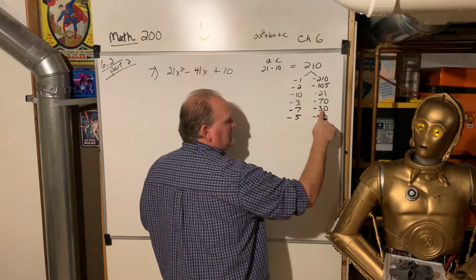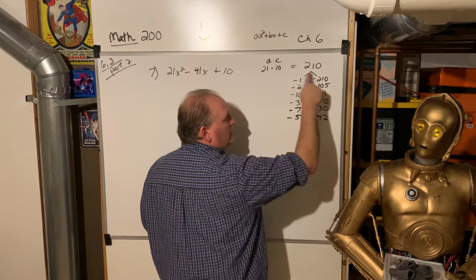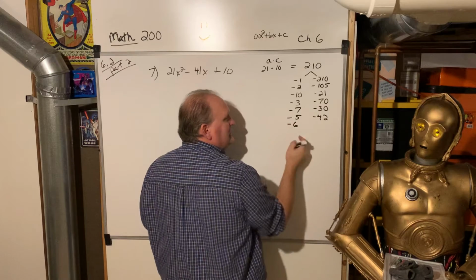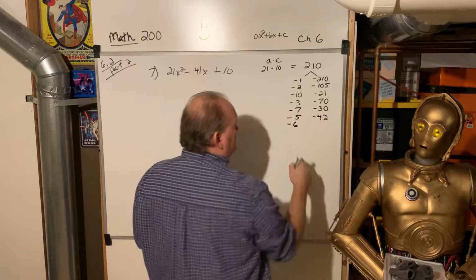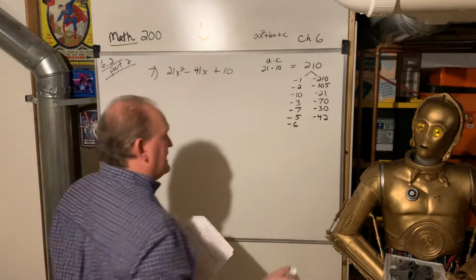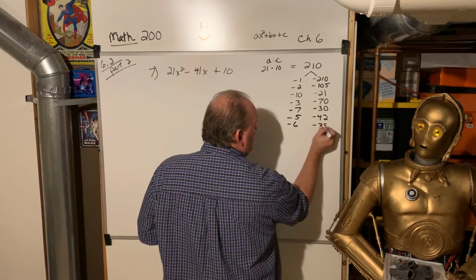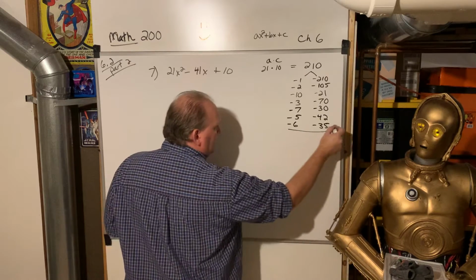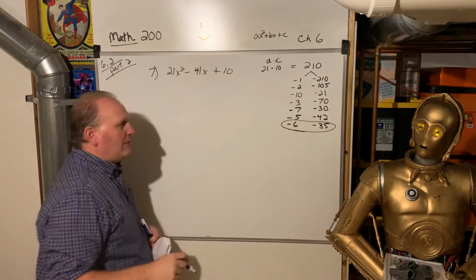5 and 6. Well, we did 5 already. Ooh, you know what we didn't do? 6. So let's try that. Negative 6 into 210. So 210 divided by negative 6 is negative 35. And finally, we got it. That was the one that did it.